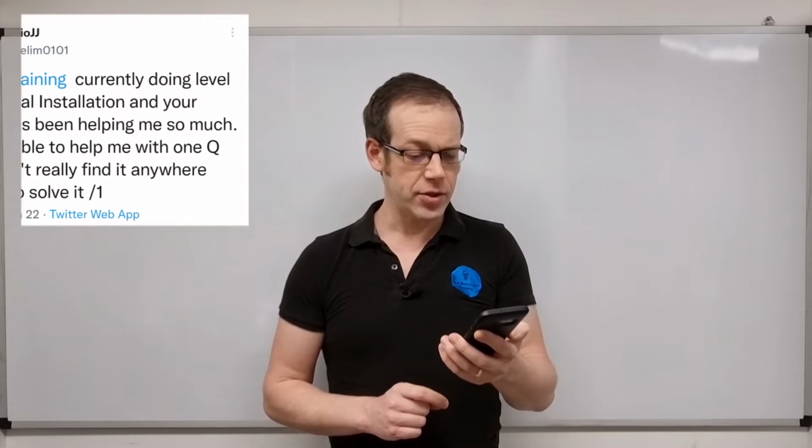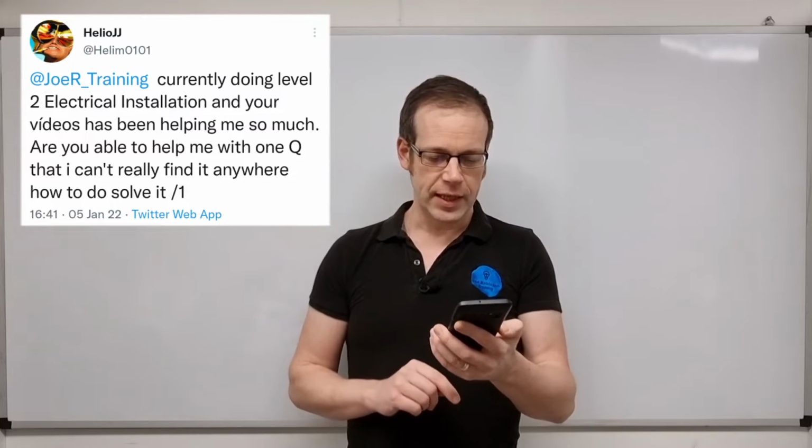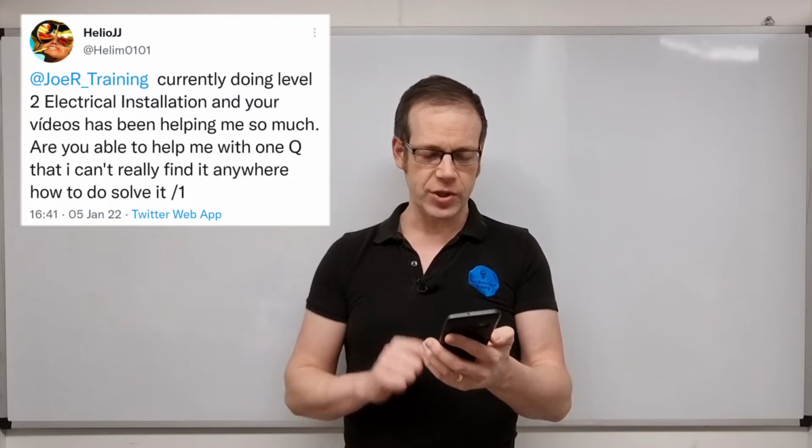And he says, "@JoeRTraining, currently doing level 2 electrical installation and your videos have been helping me so much. Are you able to help me with one question that I can't really find anywhere how to solve?" And then he goes on to give us some information. The question is: calculate the diameter of an aluminium busbar which is 24 meters long and whose resistance is 0.00139. I'm assuming that's ohms.